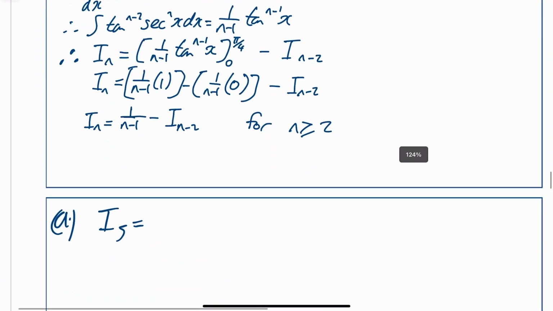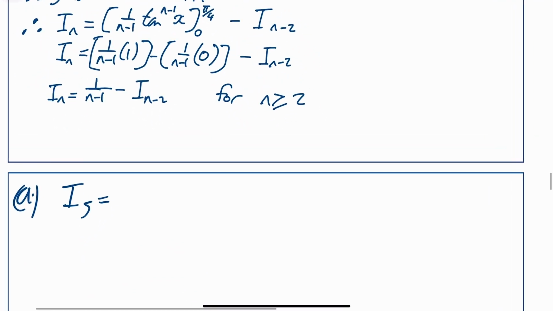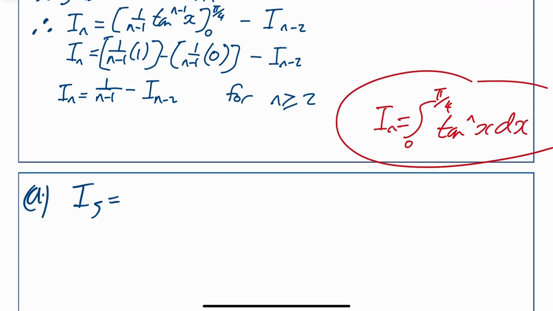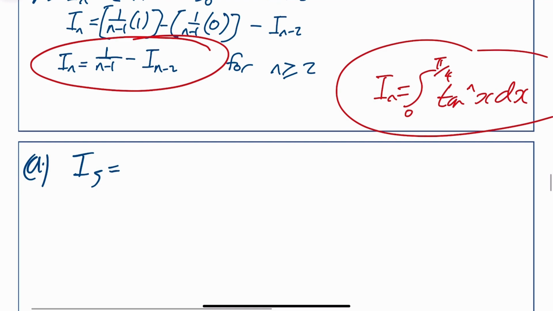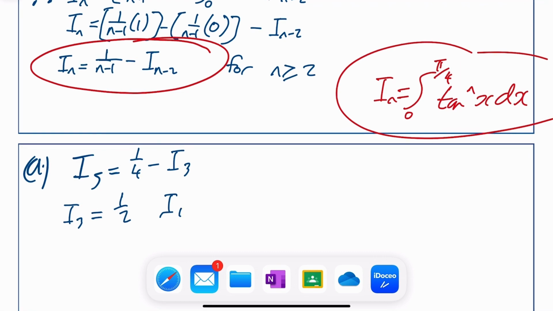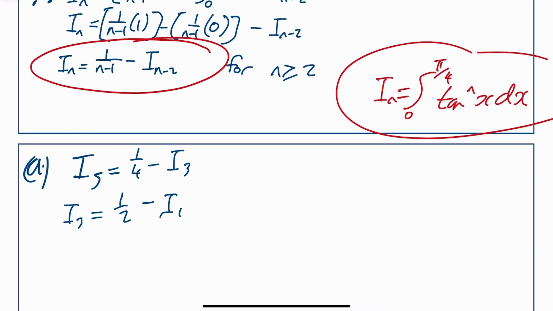Okay, we're going to use that formula plus our original integral as well. I'll write it down. It was that I_n is equal to the integral from 0 to pi over 4 of tan^n of x dx. So we're going to be using this and this to do the next part of the question. Okay, so I_5 is equal to a quarter minus I_3, and then your I_3 is equal to a half minus I_1. And then what can we do then?